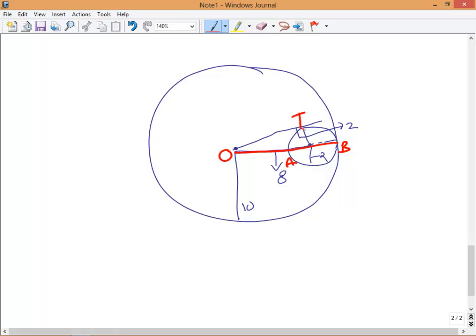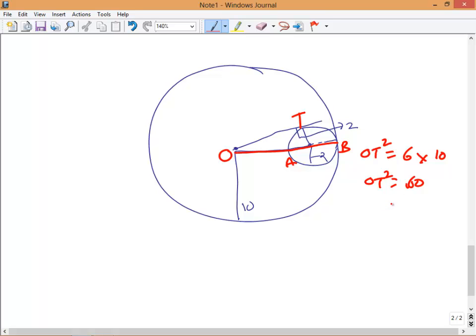How much is OA then? 6 actually. So OT square equals OA into OB. OA is 6, OB is 10. So OT square equals 60. OT equals root 60.